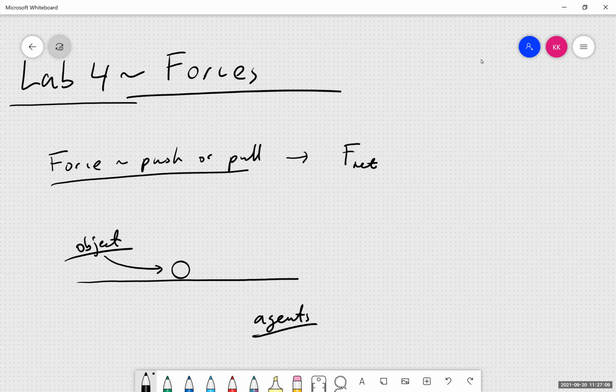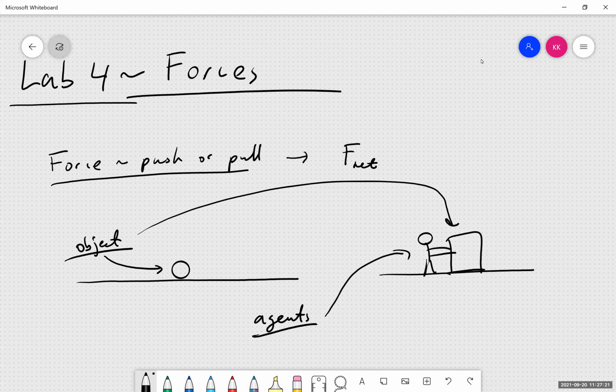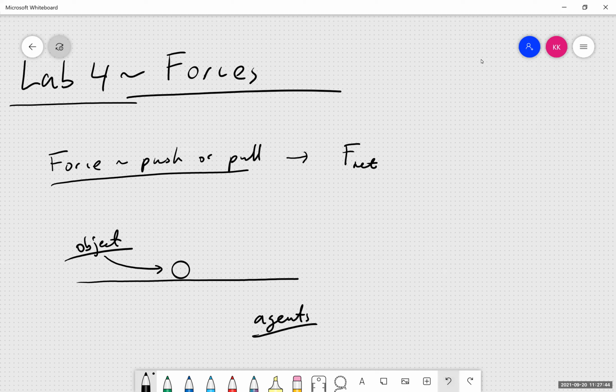So for example, if there's a box, that's my object. If there's a person pushing the box, that's the agent. So this is the agent, and this is the object. The object is being pushed by the agent. It's just easier to categorize anyone or anything that's exerting force as agents, and you have then one object of interest that you look at in terms of what happens to the motion of that object when multiple agents are acting and exerting force.